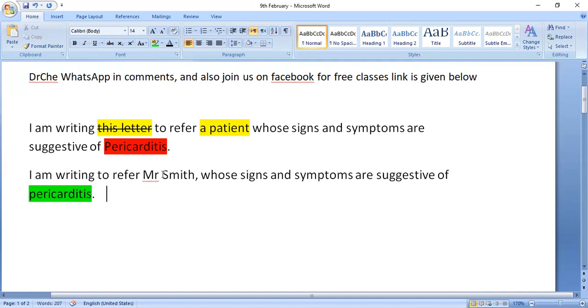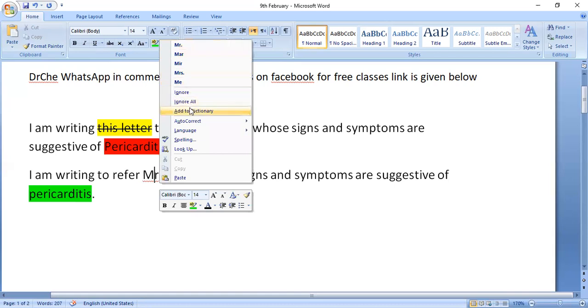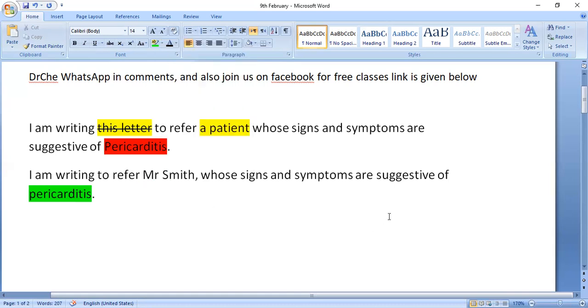No, it is okay. So I'm writing to refer Mr. Smith, whose signs and symptoms are suggestive of pericarditis. Okay, so you are just correcting what is written here. Otherwise, according to the case notes, this diagnosis needs a little change, because here the patient was having complications of pericarditis, not only pericarditis, but complications of pericarditis.